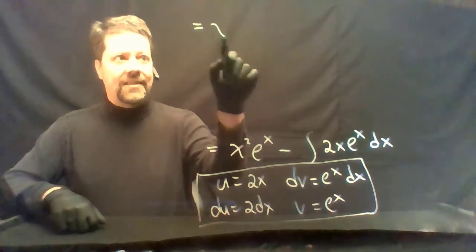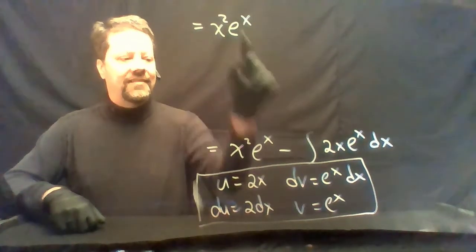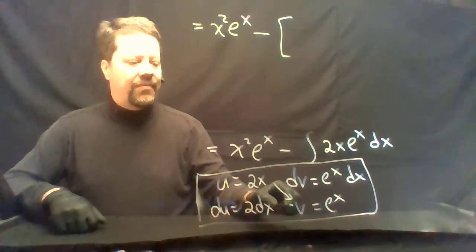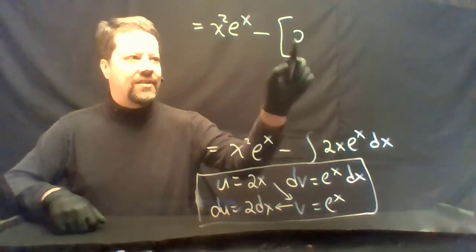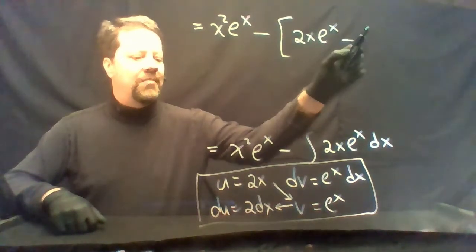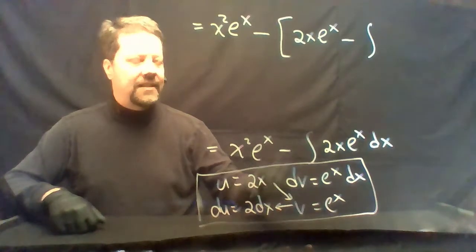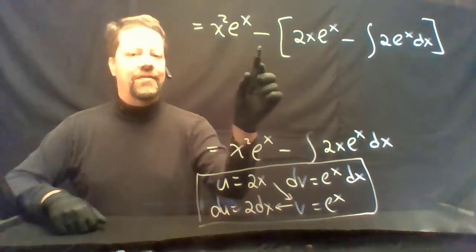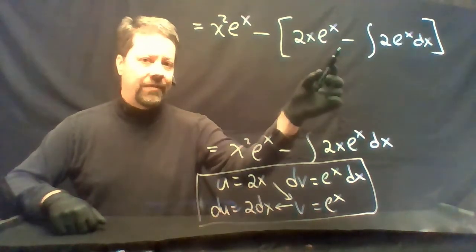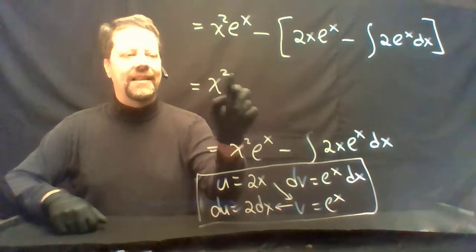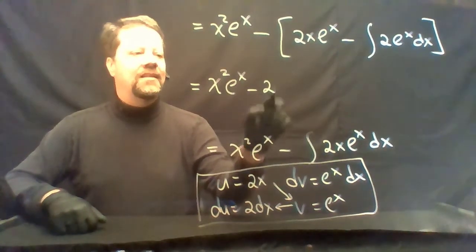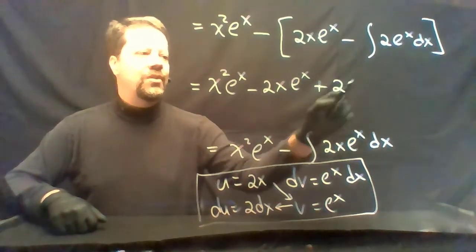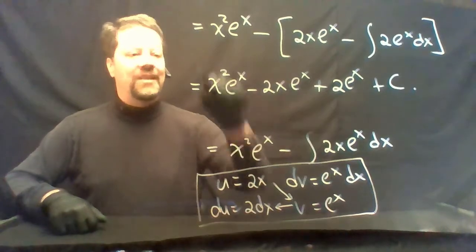The x squared e to the x is just coming along for the ride. We have minus. I'm going to put a bracket here. It's uv minus integral. That's 2x e to the x minus the integral of v du. That's 2 e to the x dx. Don't forget to distribute minus to both of these terms. Our answer is x squared e to the x minus 2x e to the x minus minus is plus 2 e to the x plus c.